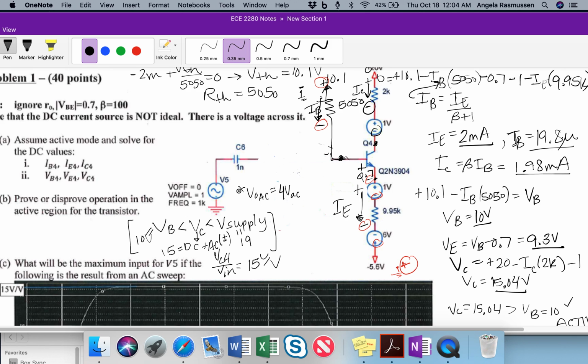So this would be the max that Vout can be. With a gain of 15, the maximum Vout would be 4. Solving that equation for Vin means Vin comes over to this side and VC4 is divided by 15. In this case, that would be 4 over 15 as your max input that you could have.